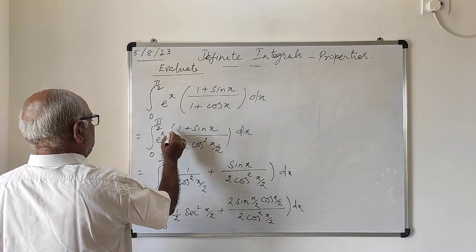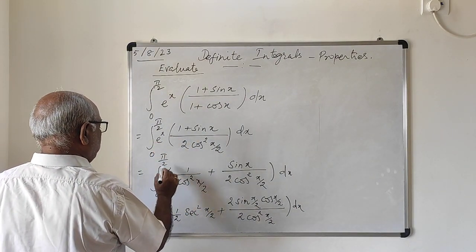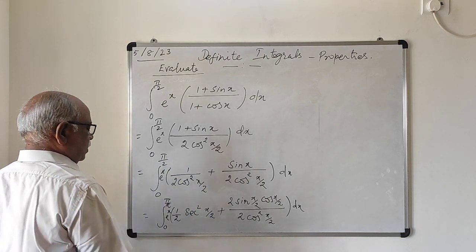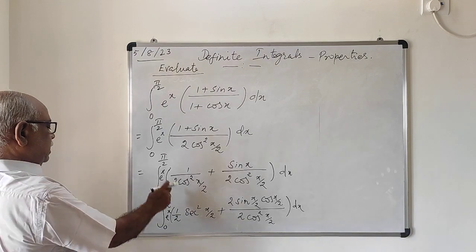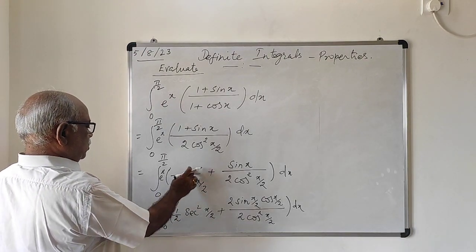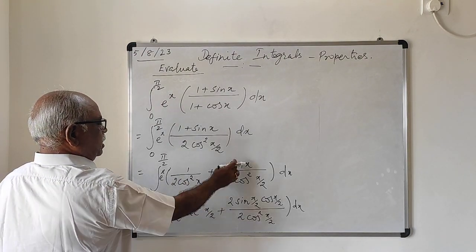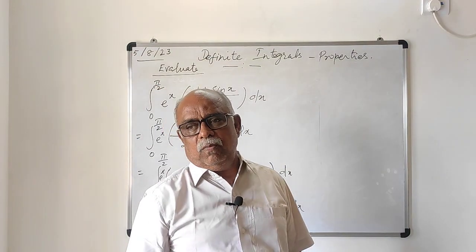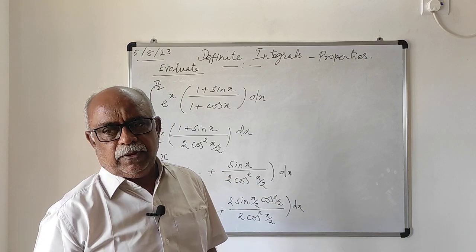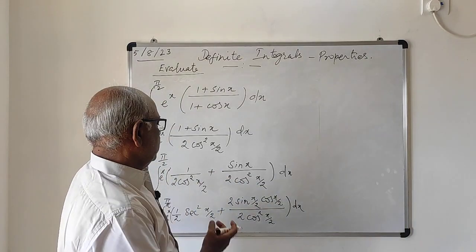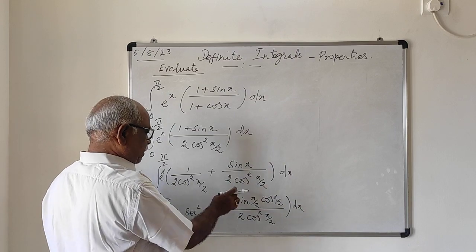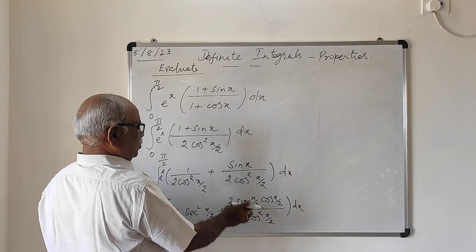e power x, you have e power x into 1 by 2 into 1 by cos square, which is secant square, plus sin x, which I can replace by the half angle formula sin theta equals 2 sin theta by 2 cos theta by 2. Therefore sin x is expressed as 2 sin x by 2 cos x by 2, with the 2 cos square x by 2 in the denominator as it is.